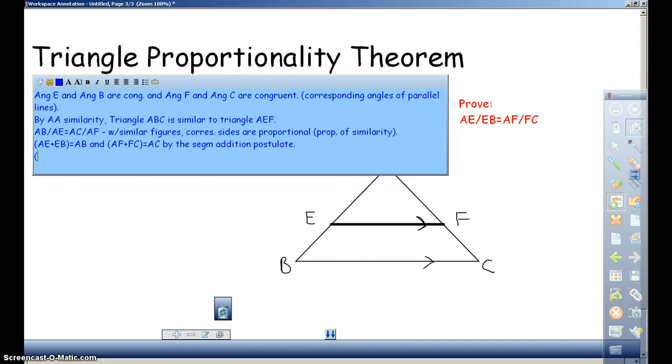Oops, I've got to put it in parentheses. (AE + EB)/AE = (AF + FC)/AF. So remember, what we've done is we have just substituted. We said this is equal to AB, so let's write this ratio right here, but instead of putting AB on top, we're going to substitute. And so we write, by substitution.